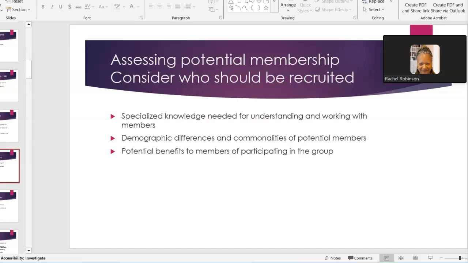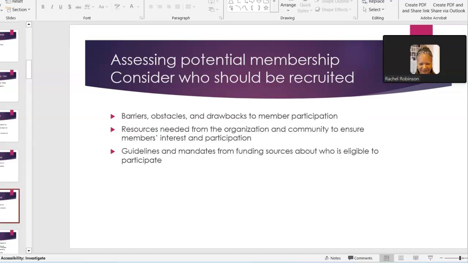So in terms of if you're working with mandatory members, you really need to get some training, some background, etc. on that. Look at demographic differences and commonalities because you need a combination of both in order to make the group work. So there's potential benefits to the members of participating in the group. Talk about what are some of those benefits based on Nancy's scenarios. There can also be barriers and obstacles based on Nancy's potential group. What are those?